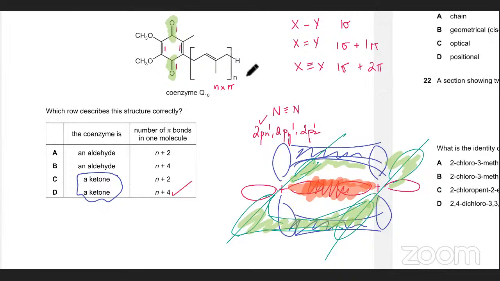So in this case, there's going to be n plus 4. There would be n pi bonds over here, because it's getting repeated n number of times. Plus there are going to be 4 pi bonds over here, 1 pi bond in each double bond.